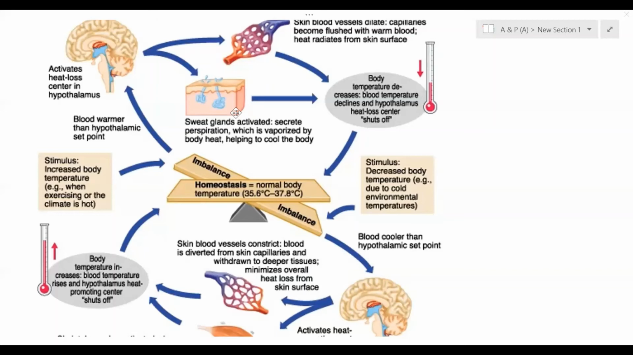It's going to pool into the skin, exactly at the surface, and heat energy is going to be released. And that is how we lose some of that heat energy. And that in turn helps to bring the body temperature down and gets it back to equilibrium. Again, this is a negative feedback because we are reverting back to the equilibrium.